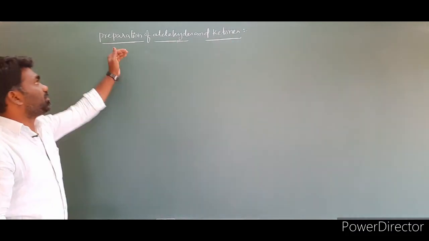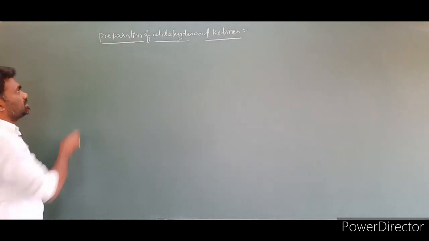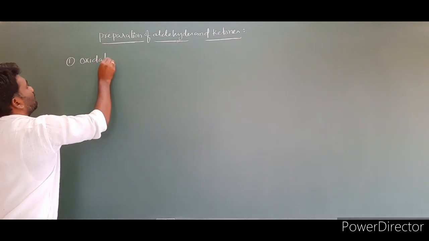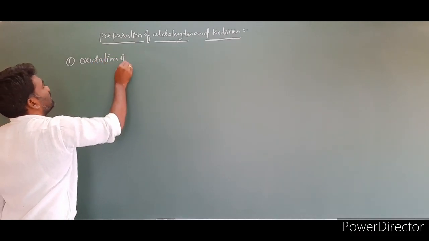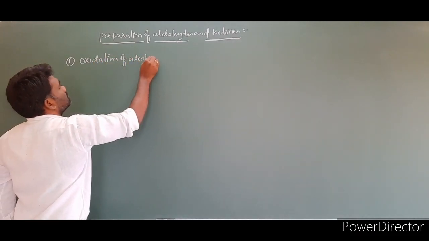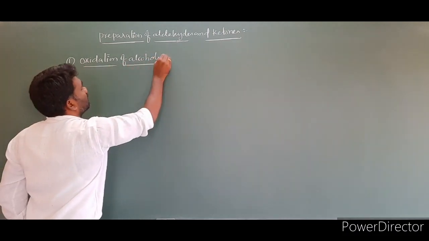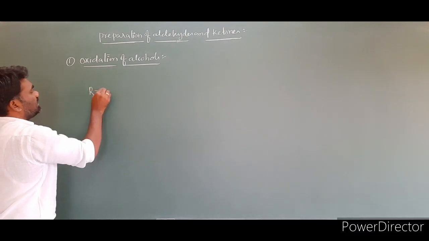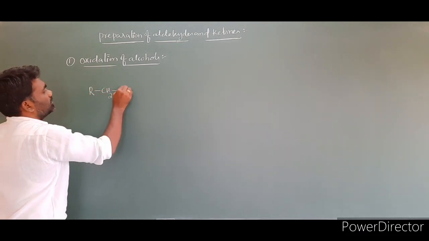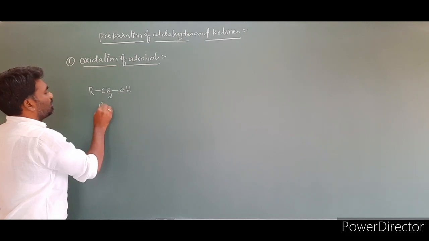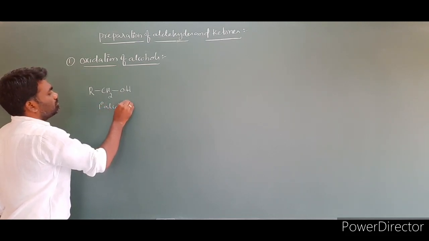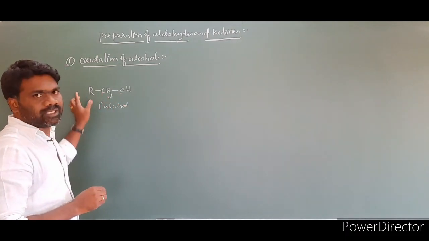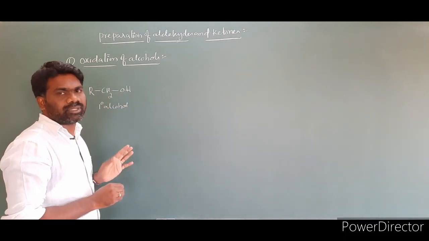Now we will discuss preparation of aldehydes and ketones by some common methods. In that, the first one is oxidation of alcohols. I am taking first a primary alcohol, RCH2OH. The carbon attached to the OH group, which is attached to only one carbon, we call a primary alcohol.